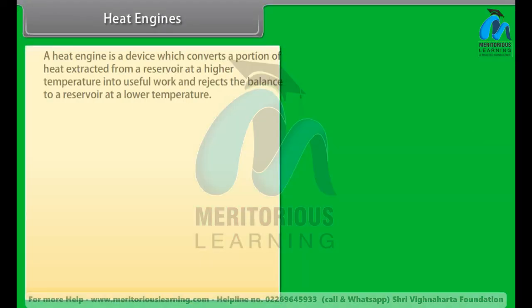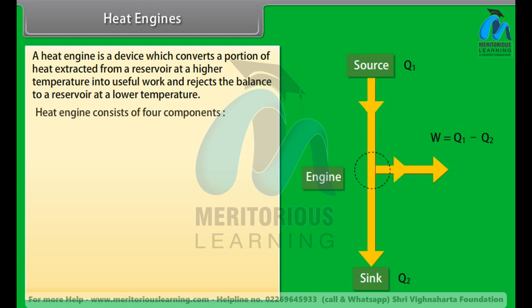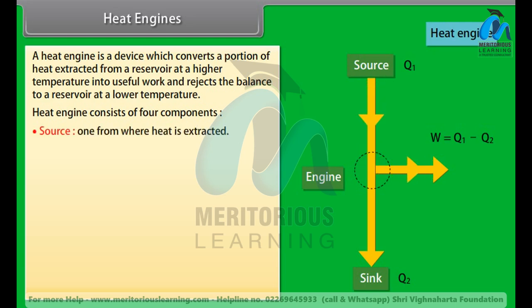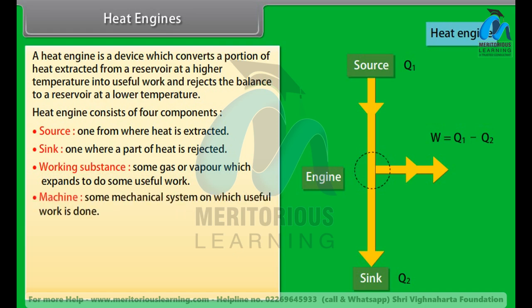Heat engines. A heat engine is a device which converts a portion of heat extracted from a reservoir at a high temperature into useful work and rejects the balance to a reservoir at a lower temperature. Heat engines consist of four components. Source, from where heat is extracted. Sink, where a part of heat is rejected. Working substance, some gas or vapor which expands to do some useful work. Machine, some mechanical system on which useful work is done.